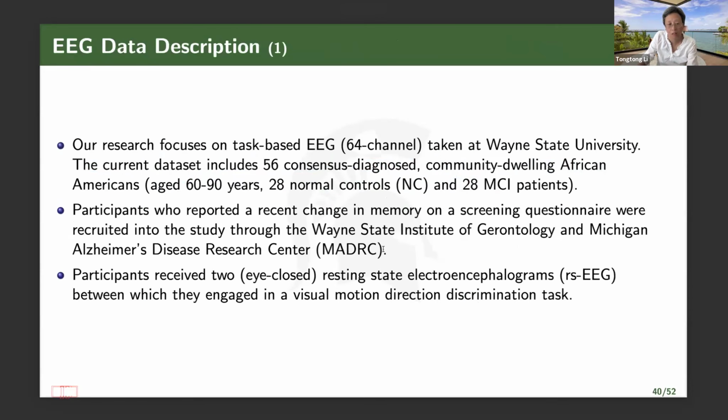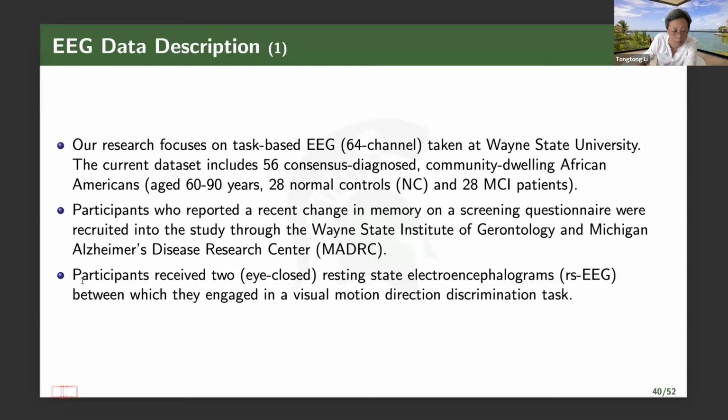So the EEG data were provided to me by Dr. Boyko Kapchik and Dr. Brano Giordani. This data set has 56 African American seniors, high risk African American seniors with subjective cognitive complaints of memory concerns, 28 normal cognition, and 28 MCI.